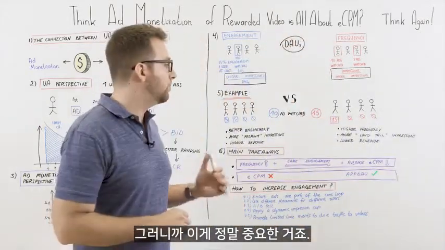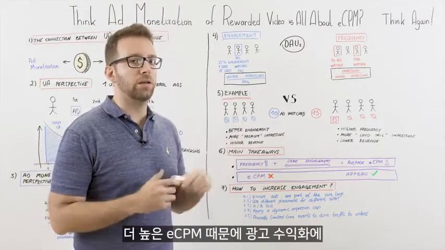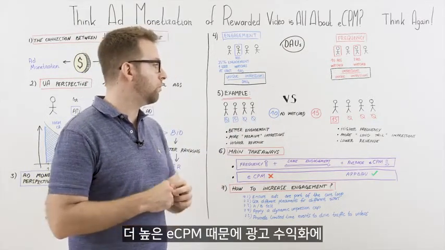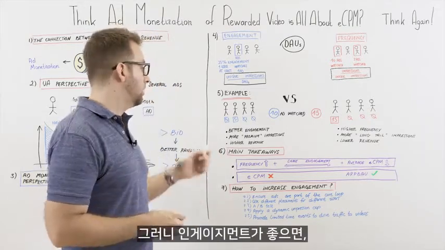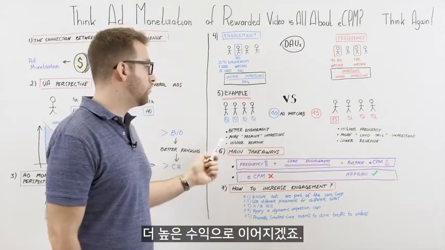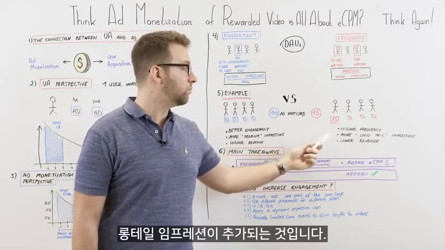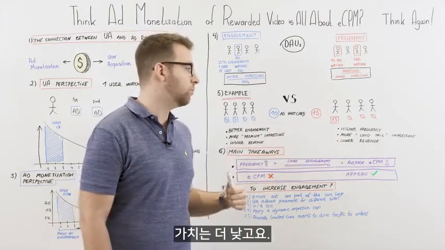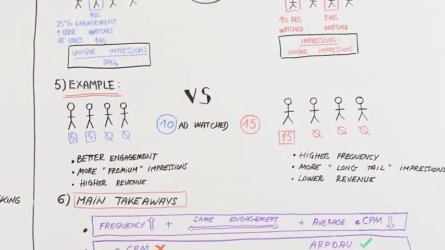So it's really important because actually less impression can bring more value to our ad monetization because of the higher eCPM. So a better engagement, we will have more premium impressions and higher revenue, whereas when we have higher frequency but less engagement, we are adding long tail impression with lower value. That's why we can have lower revenue too.